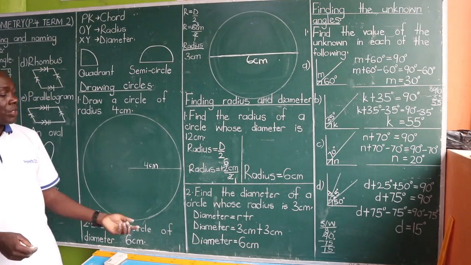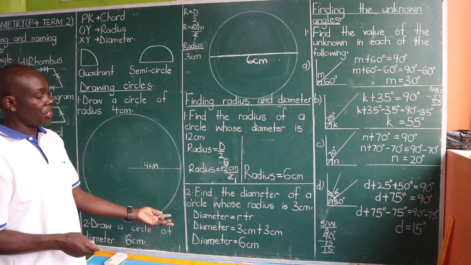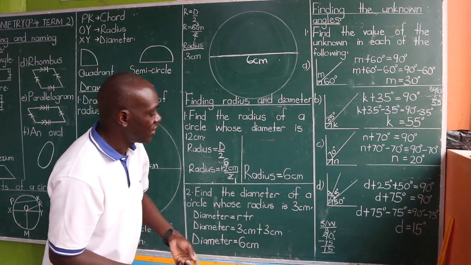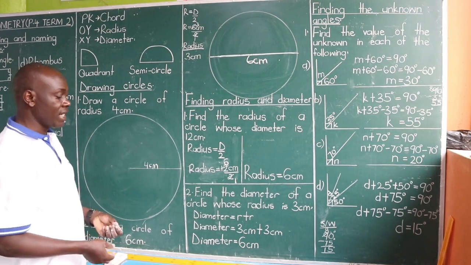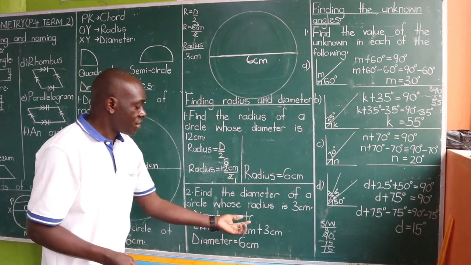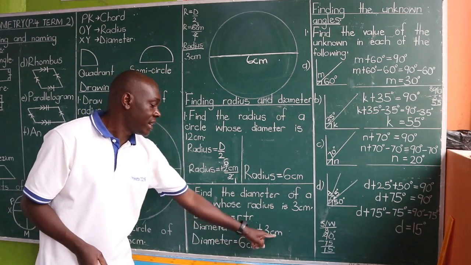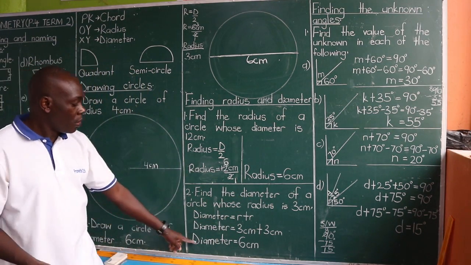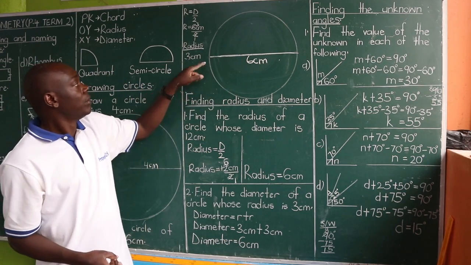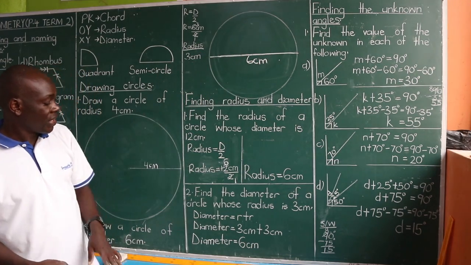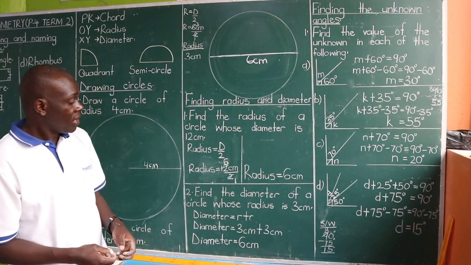Then we go to example number 2, says, find the diameter of a circle. This time we are finding the diameter of a circle whose radius is 3 centimeters. Remember 2 radii make diameter. So diameter is equal to radius plus radius. So diameter equals our radius of 3 centimeters plus another radius of 3 centimeters. So diameter equals 6 centimeters. Like you saw here, we measured 3 plus 3 gets 6. So the diameter is 6 centimeters as we go along.